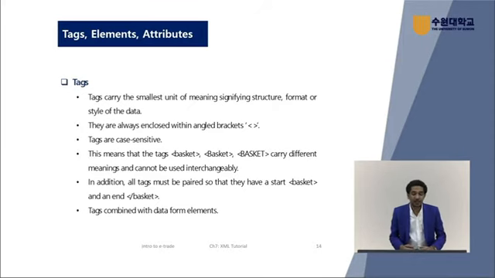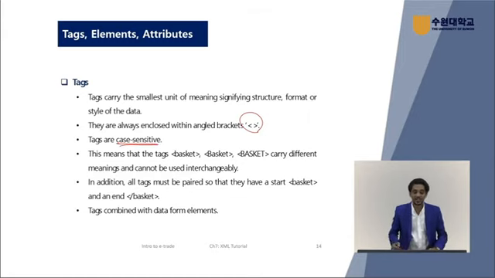So far, I hope you got the basics about XML and its relationship to HTML, and now let's talk about tags, elements, and attributes in XML. Tags carry the smallest unit of meaning, signifying the structure, format, or style of the data. They are always enclosed within angled brackets like this, and they are case sensitive.